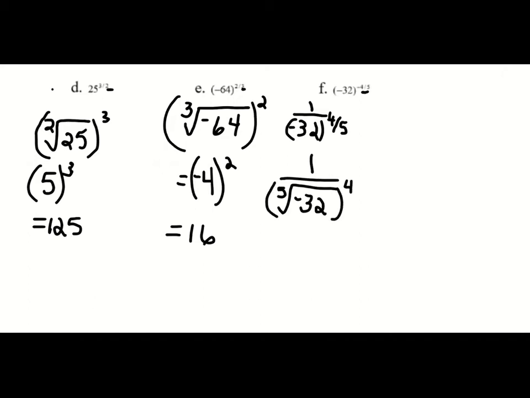4th power. I do know that the 5th root of negative 32 is negative 2, and we talked about that in previous videos. And I raise it to the 4th power, and it's going to be negative 2 times negative 2 times negative 2 times negative 2 is going to give me 1 over 16 for my final answer there.